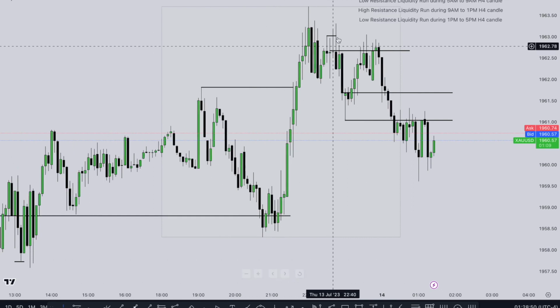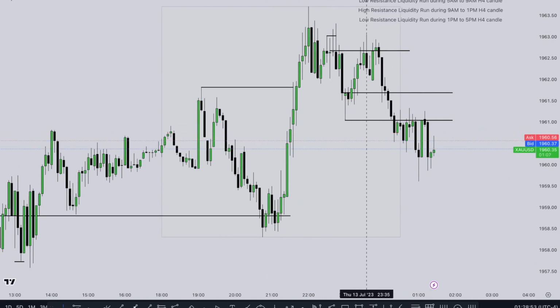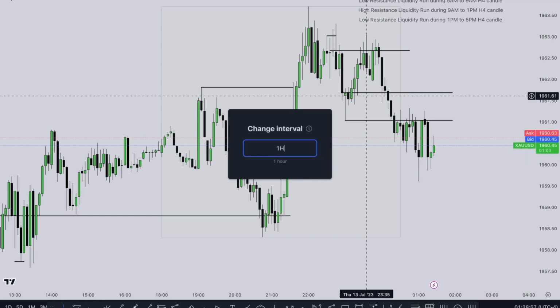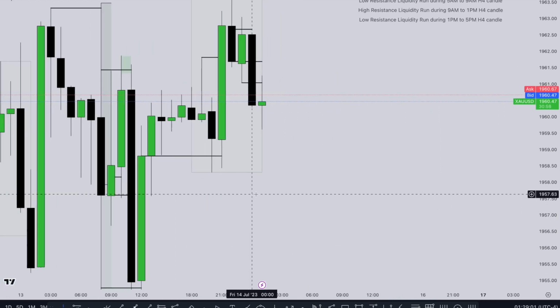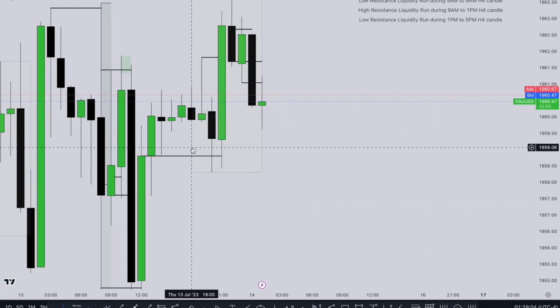Now over here, what's the ultimate drawn liquidity inside of this dealing range? Let's look at the 1 hour chart. What's here? Do we have any gap? No, we don't. Do we have any liquidity pool? No, we don't. Here we don't, right?